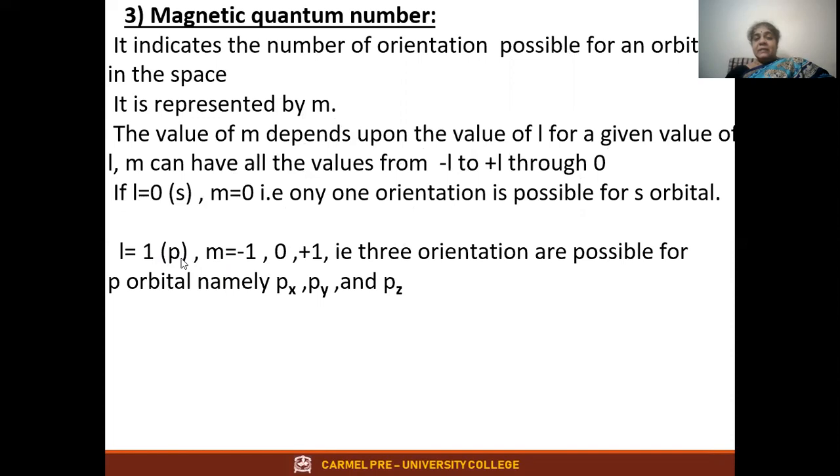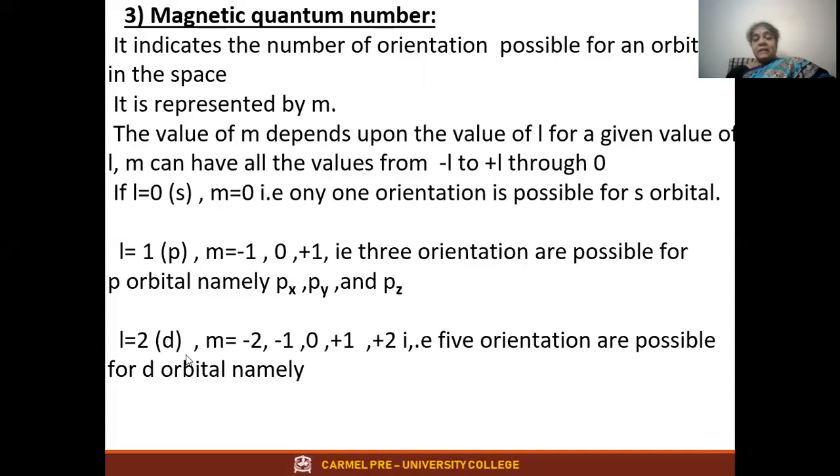If you take l is equal to 1, which is p, what is the value of m? It should be minus l to plus l through 0. So if l is 1, m value will be minus 1, 0, plus 1. That is 3 orientations are possible for p orbital. And what do you call those orientations? px, py, pz. Understood, students? 3 orientations of p are possible, so it will have 3 suborbitals: px, py, pz.